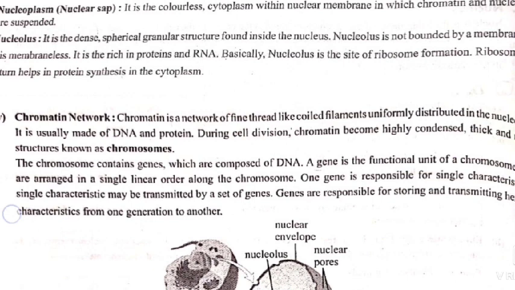Chromatin net has 2 types of chromatin, given by Emil Heitz. Euchromatin: this is lightly staining and a diffused part of chromatin which is transcriptionally or genetically more active. Generally, euchromatin lies in the central part of the nucleus.